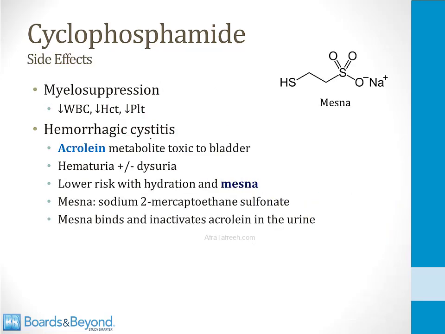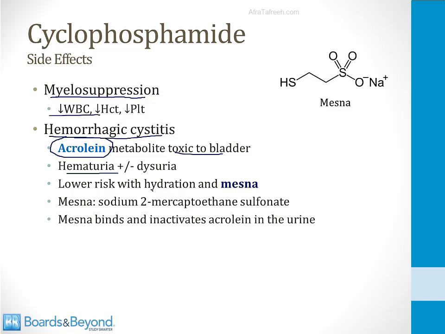So because cyclophosphamide inhibits DNA replication, it can lead to myelosuppression by suppressing the replication of cells in the bone marrow. So patients on cyclophosphamide can develop a low white count, a low hematocrit, or low platelets. A unique and important side effect of this drug is that it can cause hemorrhagic cystitis. That metabolite acrolein, which I showed you on the last slide, is toxic to the bladder. This can lead to development of hemorrhagic cystitis, which presents as hematuria, possibly with dysuria.